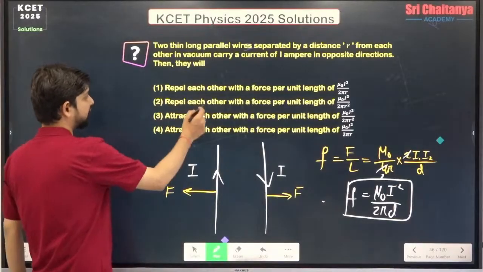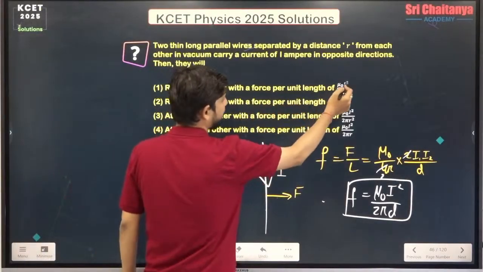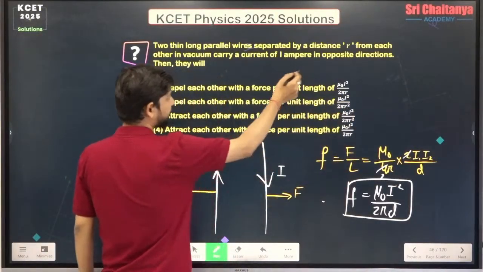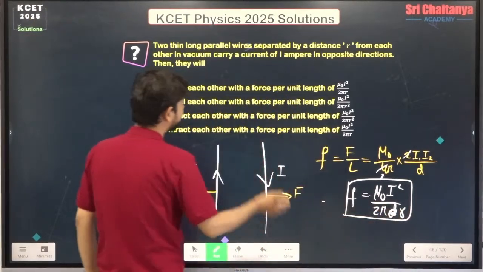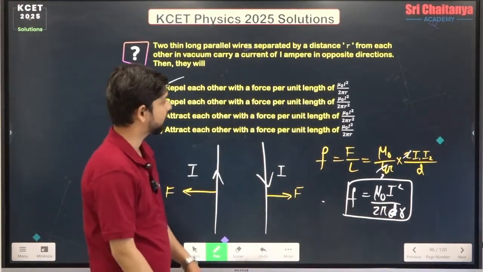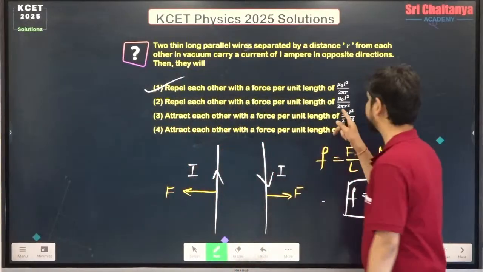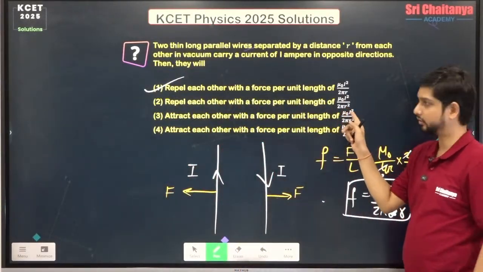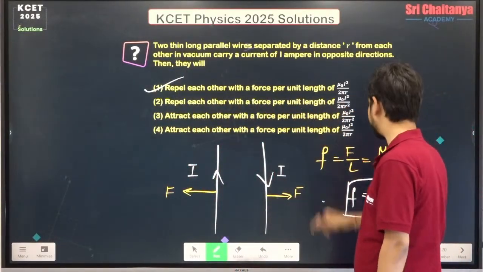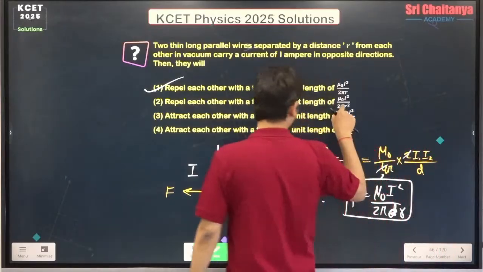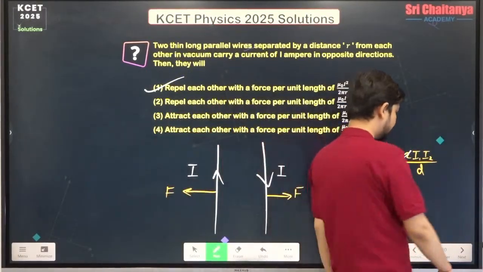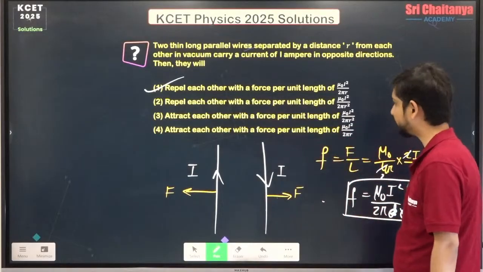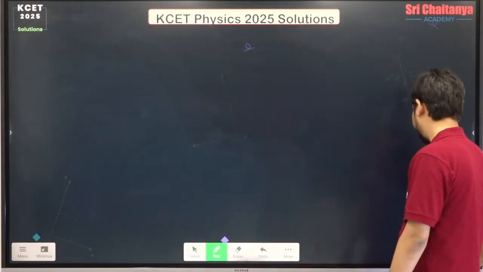So they repel each other with a force of mu naught I square upon 2 pi r, where r is the distance between them. I have used d, so I should write r only. So this will be our correct option. In the second option, it has given 2 pi r square. The force per unit length is not inversely proportional to r square. It is inversely proportional to r only. So this is a simple NCERT based question asked in this year's KCET.